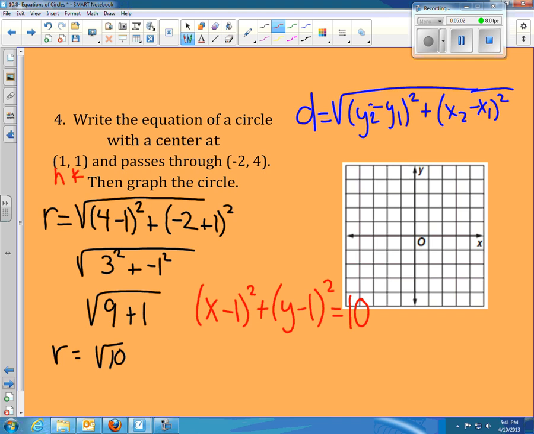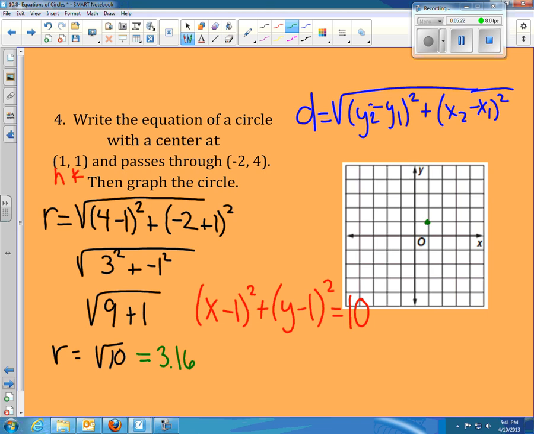Now that's the radius squared. So now this next part asks us to graph it. So we want to know what the square root of 10 is, and it comes out to be about 3.16. So here's how we graph it. We graph our ordered pair over at 1, 1, and graph that point.